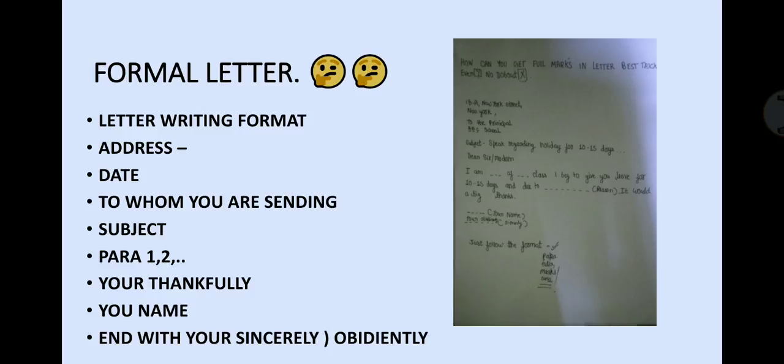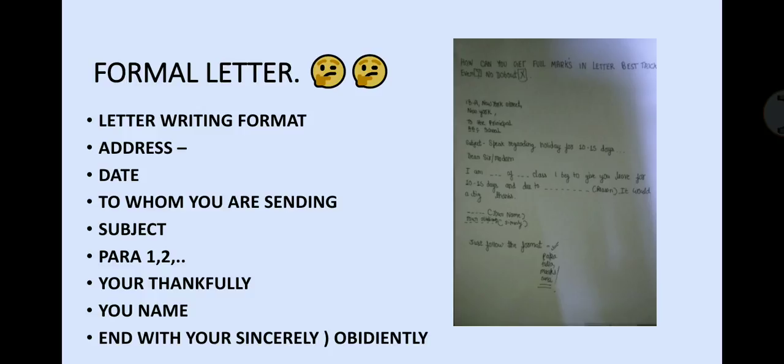You can just see over here, there is a letter written. You can take this as an example as it is shown. First is the address, 18A New York Street, New York. You can write any address. You can write your address too. If you want to write your address, then you just have to exchange this address with your address.